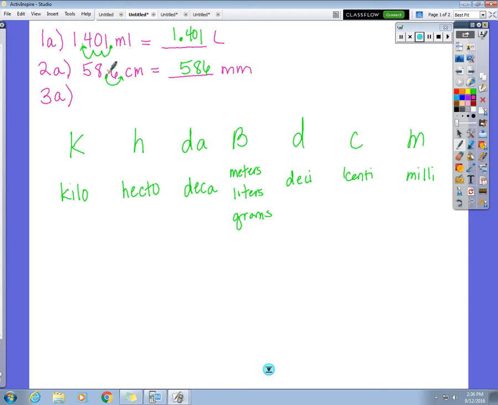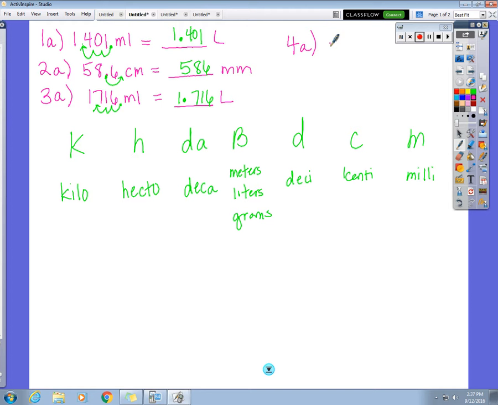3A is 1,716 milliliters. And I'm just ignoring the commas, so where is the decimal? It's a whole number. So if I'm going from milli to liters, which is your base, that's 1, 2, 3 to the left. So if I take this 3 to the left, where does it end up? Right. Now I'm going to do 2 more. I'm going to do 4a, and then I'm going to do 7a.